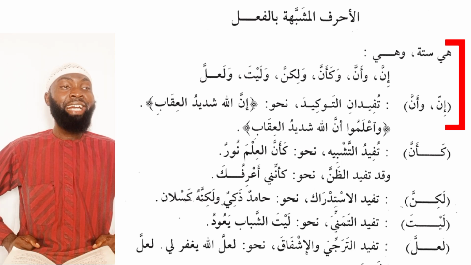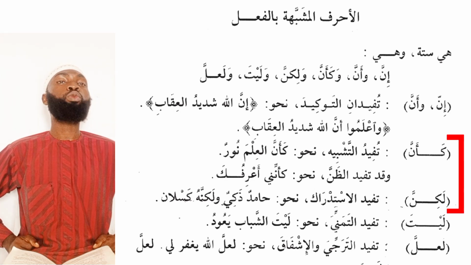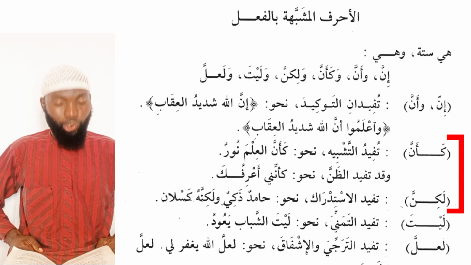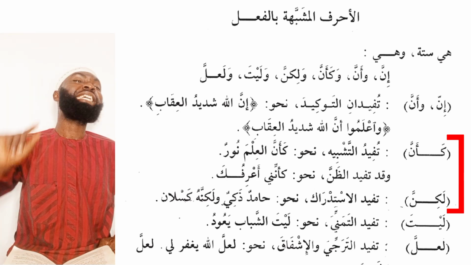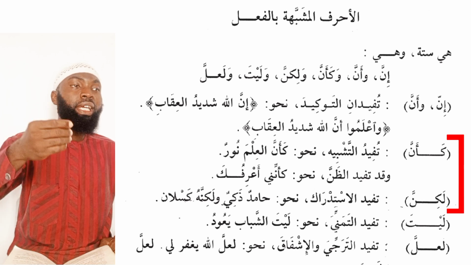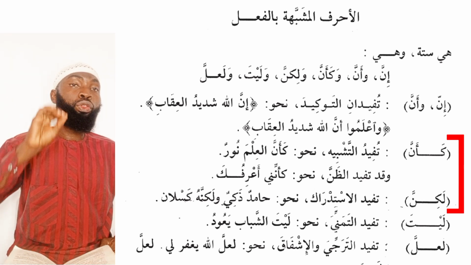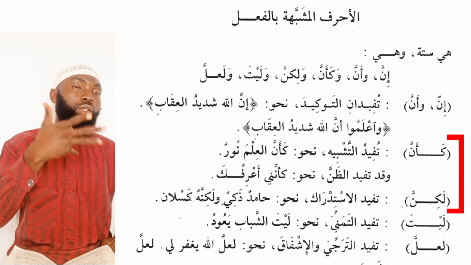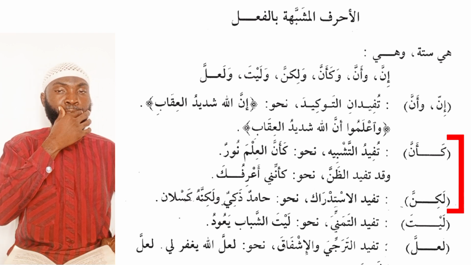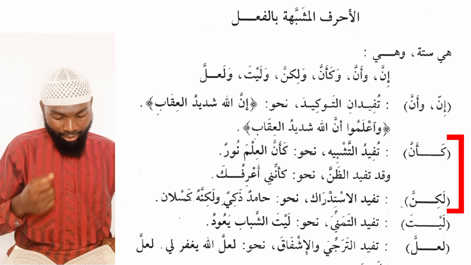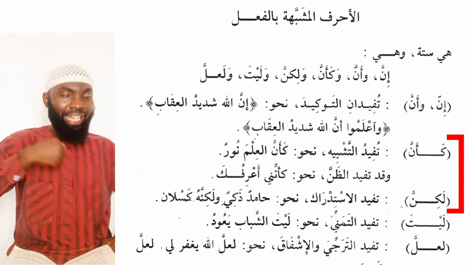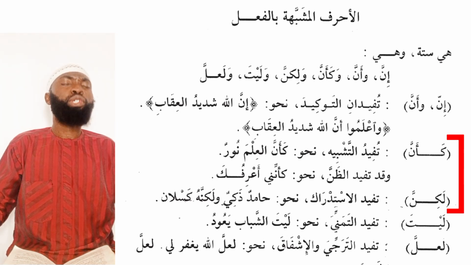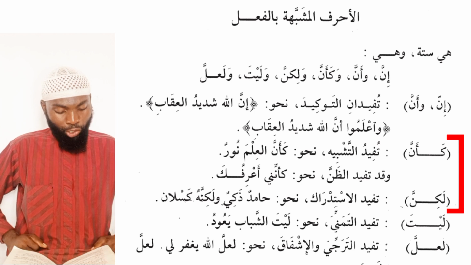The next one, ka'anna, this particle, tufidu tashbih. This one shows similitude, that is similarity. Do you understand? So nahwak, like you say, ka'anna al-ilma nurun, as if knowledge is light. Waqad tufidu dhann. Sometimes this particle ka'anna could also stand for what? Doubt, or let's say thought. What is a dhann? Suspicion. You suspect something. For example, ka'annani a'rifuk, as if I know you. This one is for when you suspect that you know someone. Ka'annani a'rifuk, as if I know you.